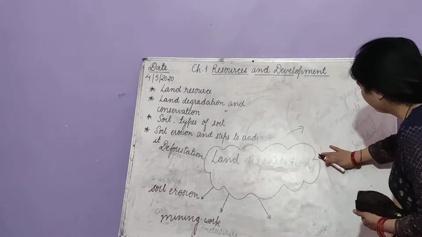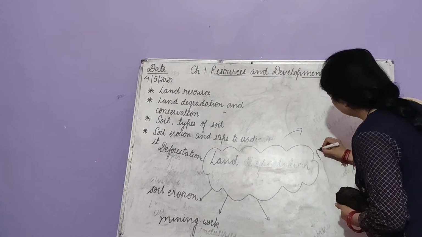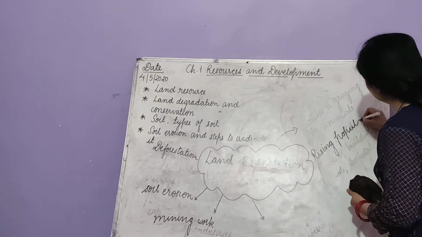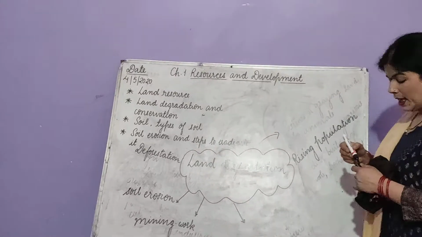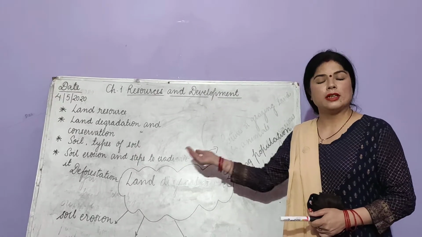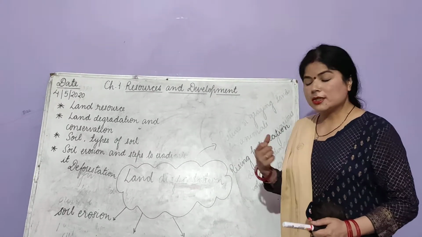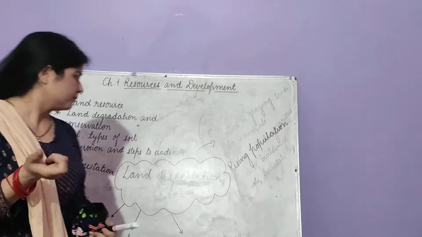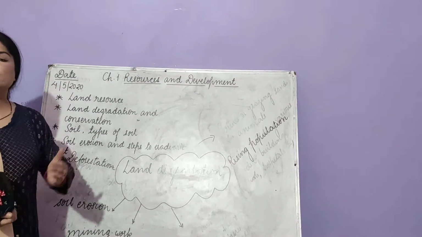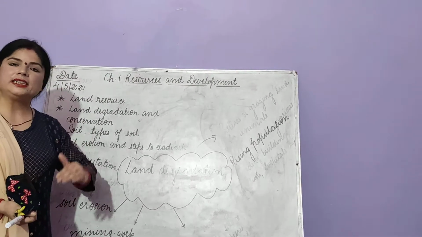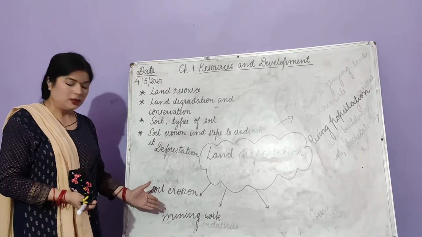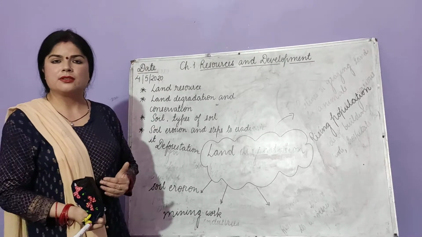Next is rising population. I shall explain to you why I am going to include rising population here as a reason for land degradation. Yes, because due to the rise in population, we always get busy to fulfill our needs and finally we damage our land in the form of deforestation, mining work and so many other things.